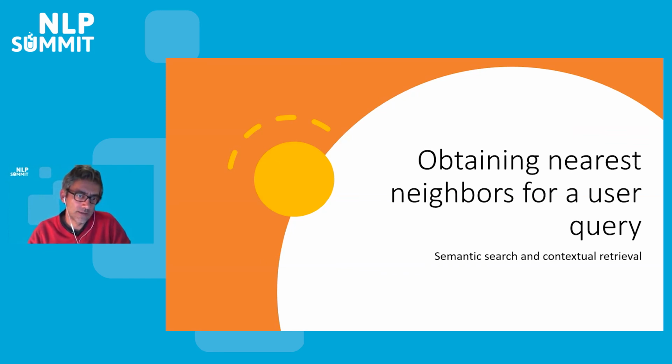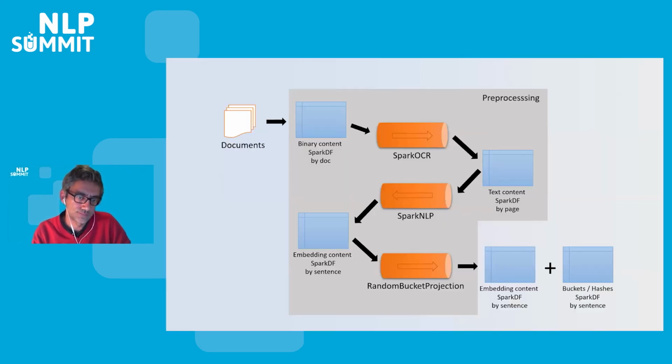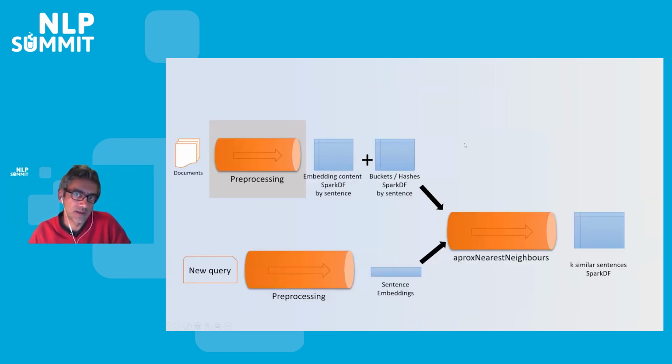We can call what we see in gray a preprocessing step. We are reducing here a preprocessing step with the OCR extraction, sentence splitting, tokenization, embeddings representation, and random buckets projection. So we will have this for the whole documents, and we will get this embedding content representation for all the sentences from the corpus, and you will have these bucket hash tables that allow you to convert any embeddings into a hash representation.